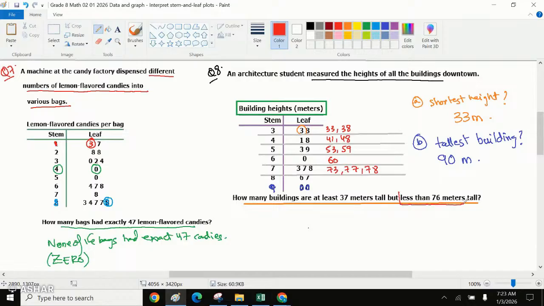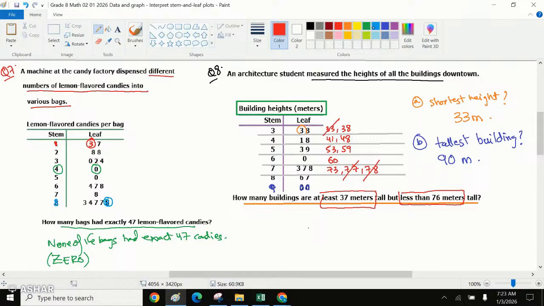Less than 76. It cannot be greater than 76. So we cannot take this, right? Less than 76 meters, at least 37 meters. The 33 cannot be included, right?